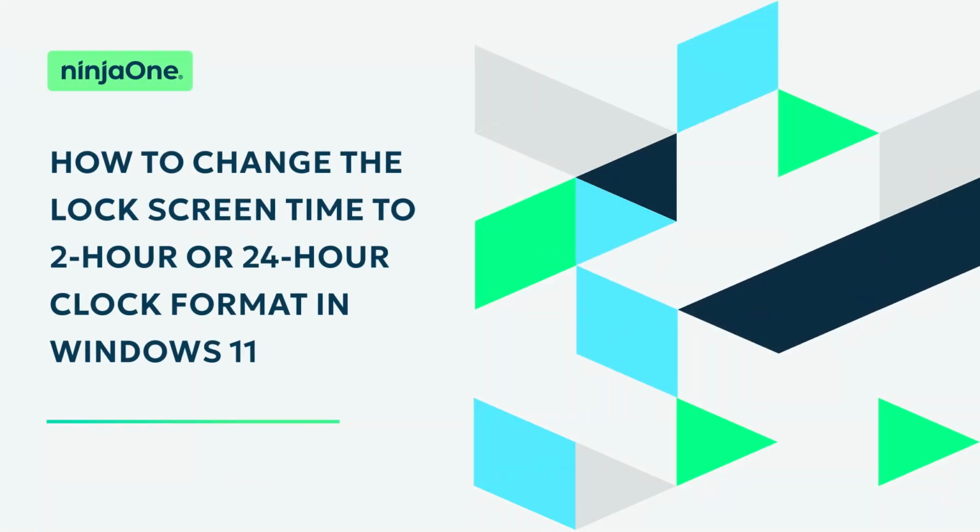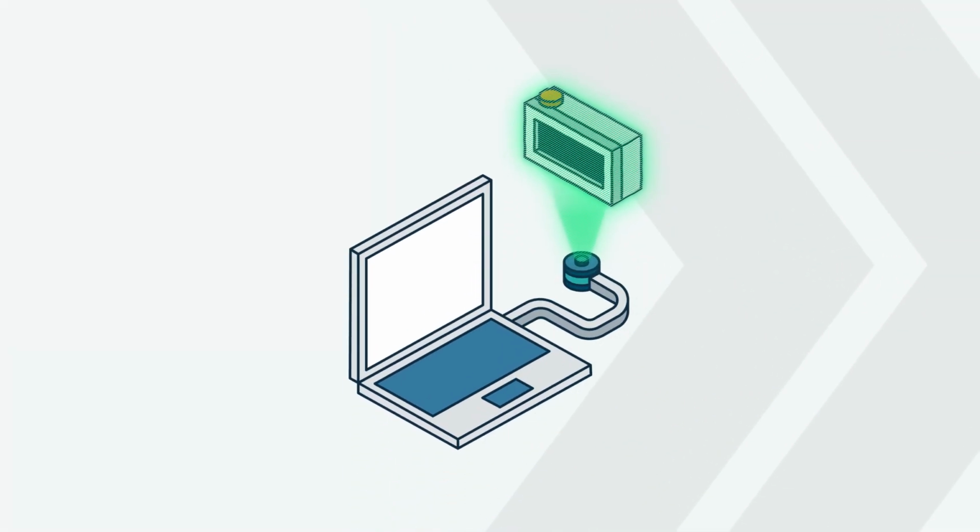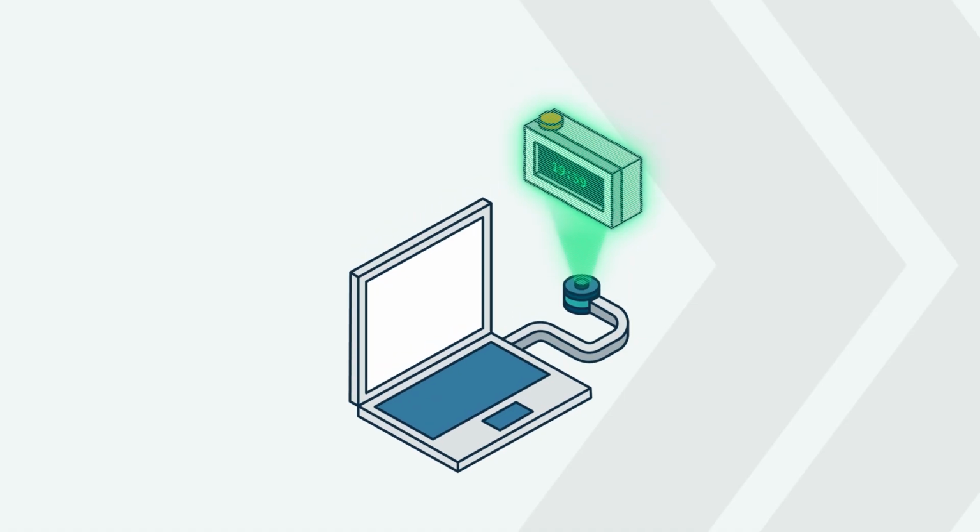How to change the lock screen time to 12-hour or 24-hour clock format in Windows 11. Changing the lock screen clock in Windows 11 is a small detail, but it can make a big difference in your daily workflow. By default, Windows 11 displays the time in a 12-hour format, but some users prefer the 24-hour style for clarity. The good news is that switching between these formats only takes a few steps. Let's walk through the process.